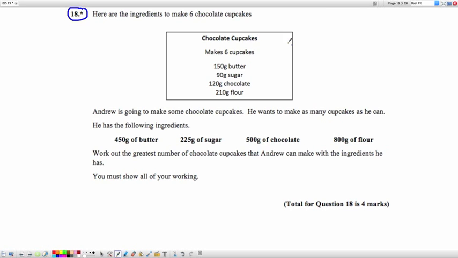I'm going to suggest that first off you find out how much of each ingredient is needed to make one cupcake. So we're going to divide each one of these numbers by 6. So let's show our working out over here. 150 divided by 6. 6 goes into 15 twice, remainder 3. 6 goes into 30 5 times. So we need 25 grams of butter. Let's make that a little bit smaller.